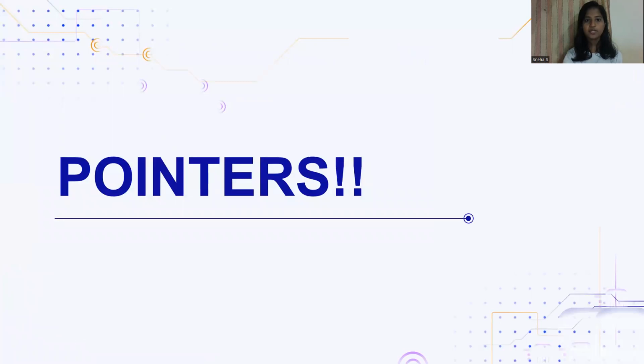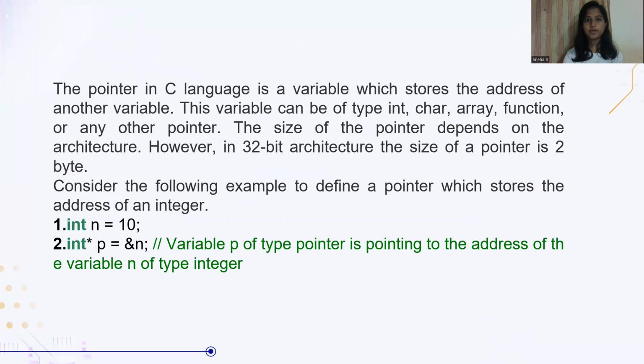Array name is the name of the array which we have given, and size is the size of each dimension. Now let us look into our second topic, that is pointers. So what are pointers? A pointer in the C language is a variable which stores the address of another variable. In an array, we store the variable, but in pointers, it states the address where the variable is exactly stored. The variable can be of any type, like int, char, array, function, or any other pointer.